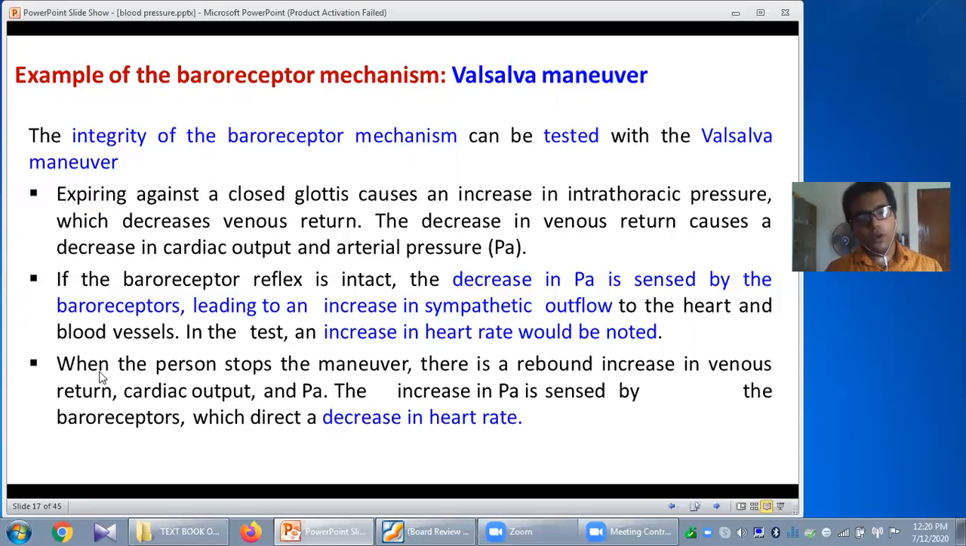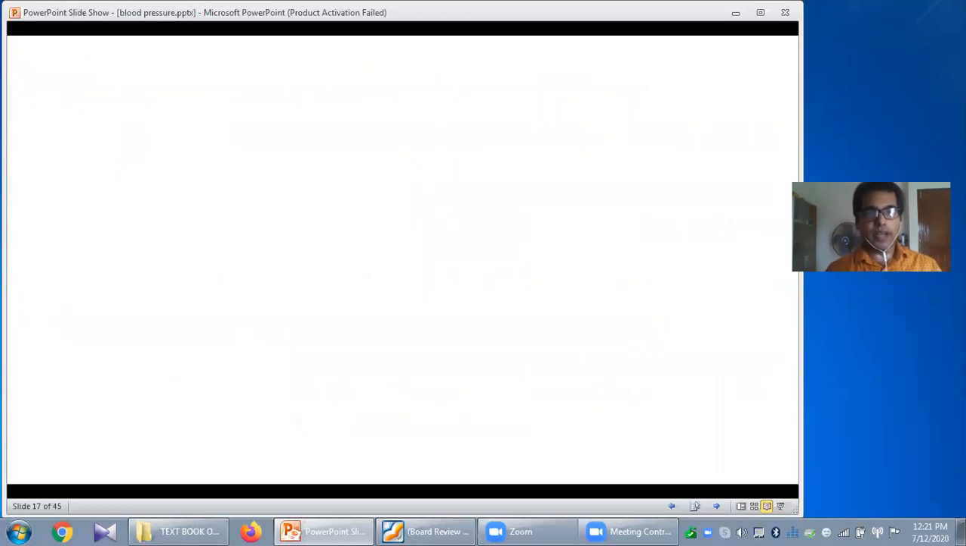Now, when the person stops the maneuver, that means now the glottis is open. So what will happen? Your intrathoracic pressure decreases, so venous return increases. Now the cardiac output and mean arterial pressure also increase. The increase in mean arterial pressure is sensed by the baroreceptors, which direct a decrease in heart rate. Okay, so this is a very simple way you can test the integrity of the baroreceptor feedback mechanism.